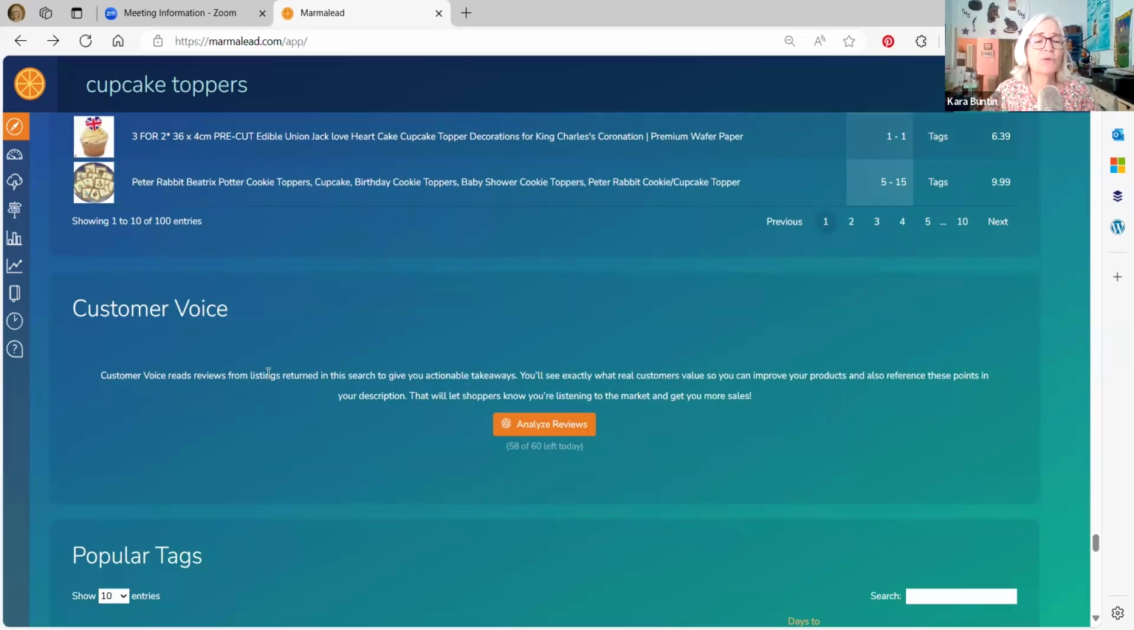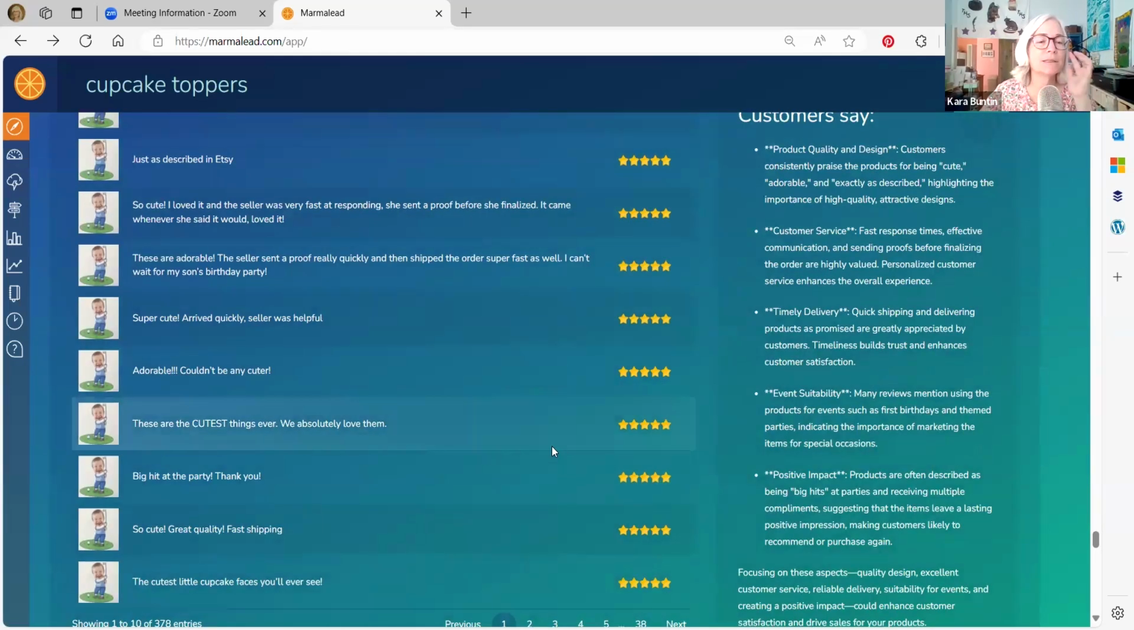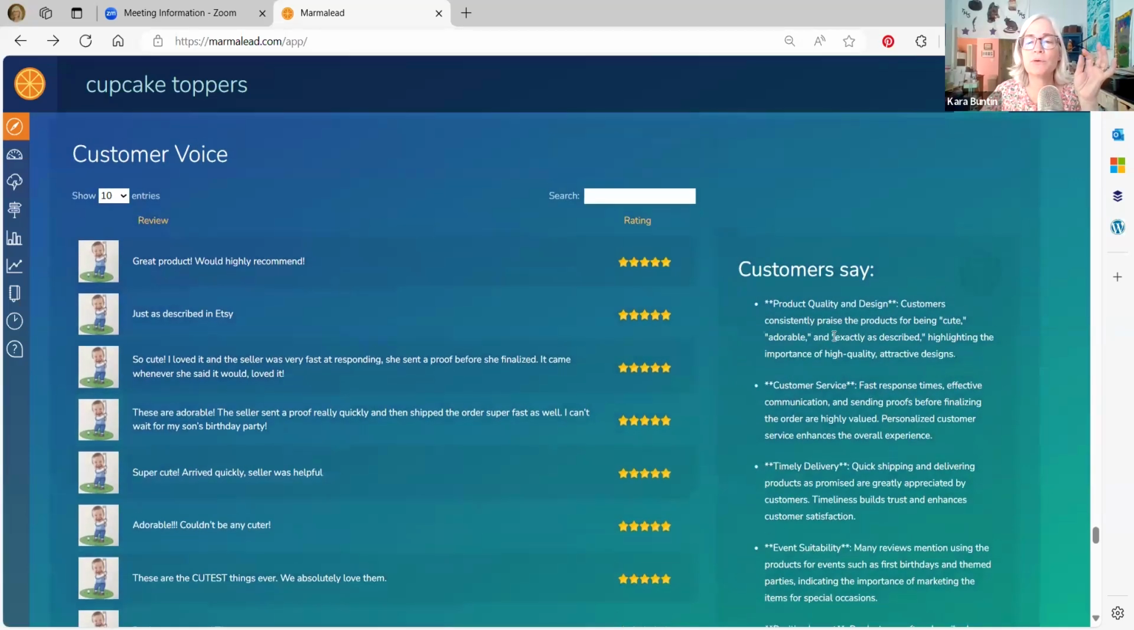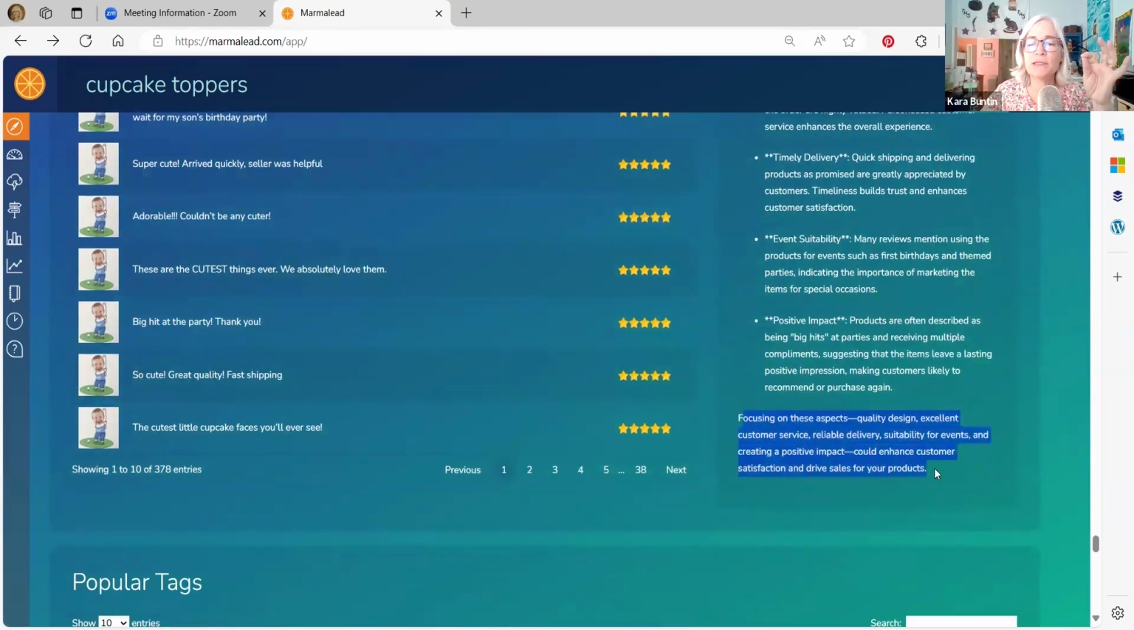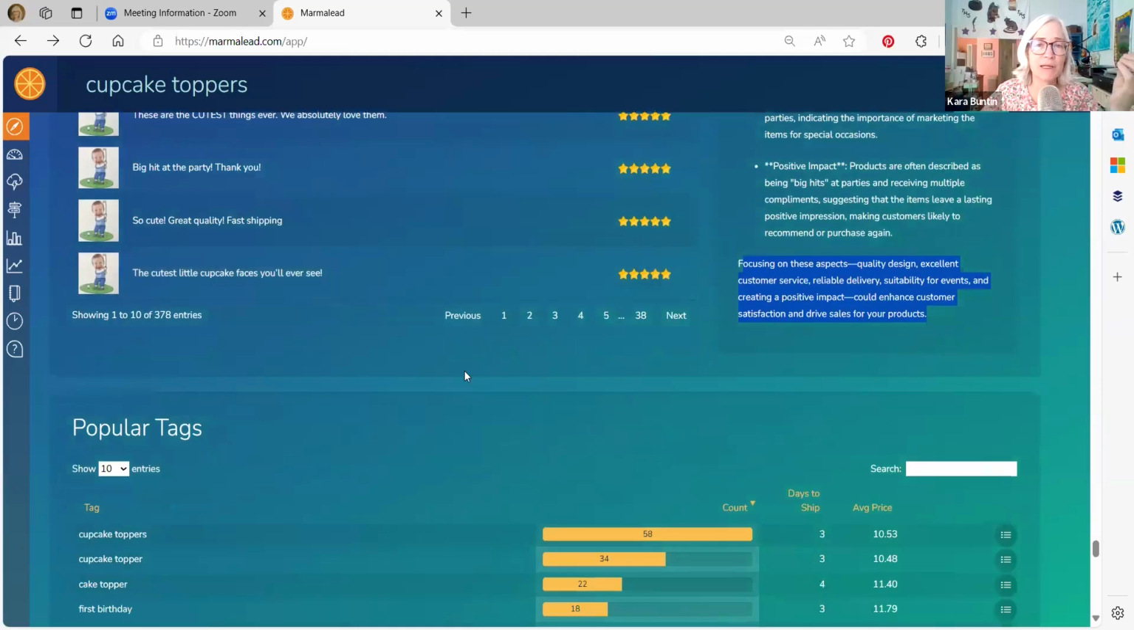Customer Voice reads reviews from listings returned in this search to give you actionable takeaways. This is the review here. It's just pulling in the review. This is highlighting, what I think is Chat GPT or something. It's highlighting what the AI thinks is the most important part. And then it tells you focus on these things. That will help customer satisfaction. And it's not talking about that in your listing. This is more like your customer service and that kind of stuff.